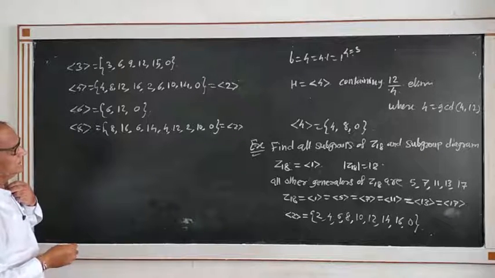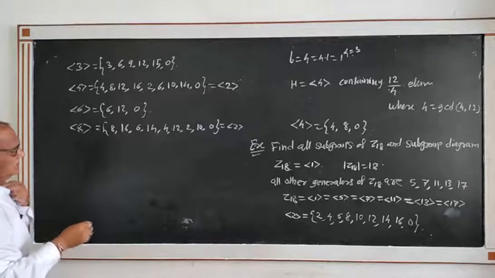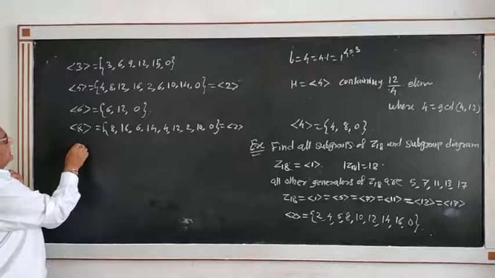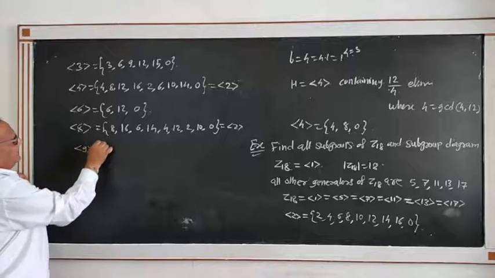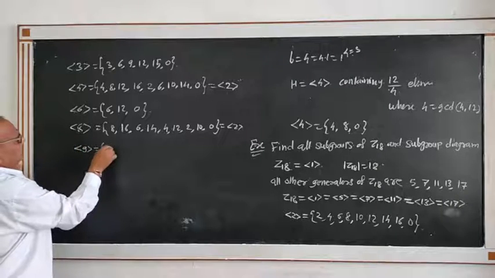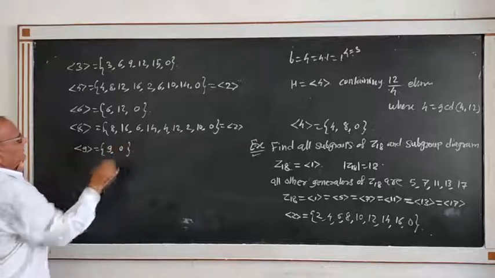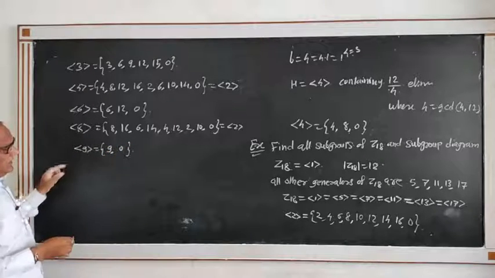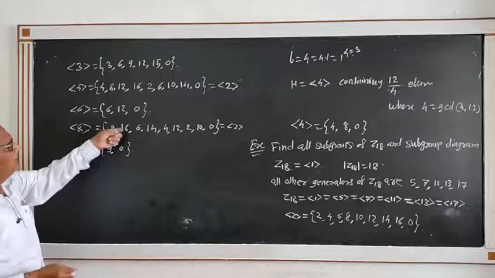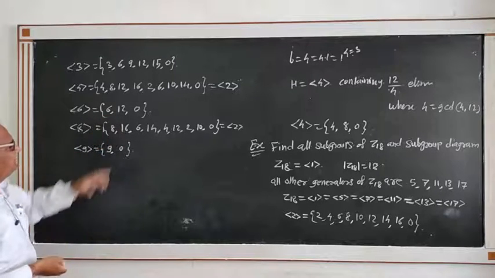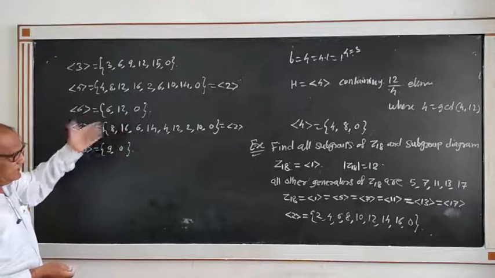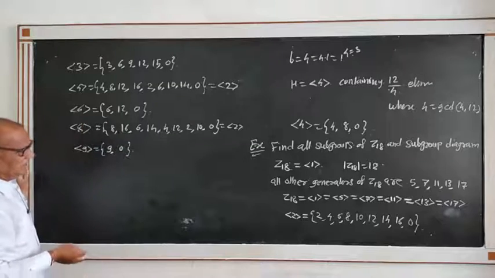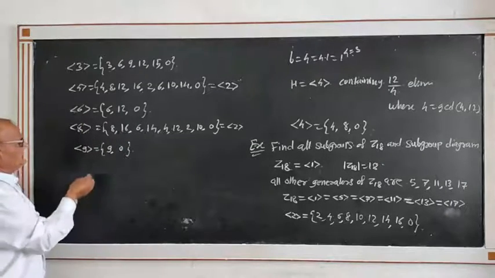Then next, generated by 9: 9, 0. Again 12 is generated by this subgroup. Then 14 is also generated this way, and like this.